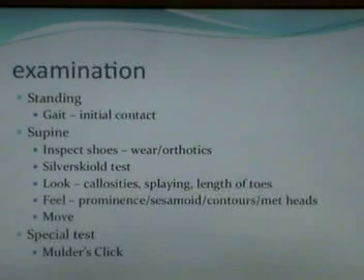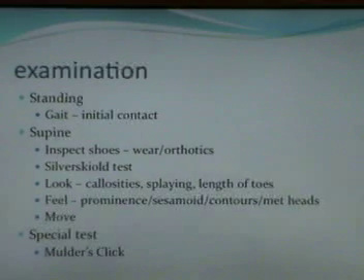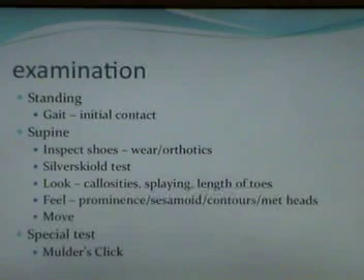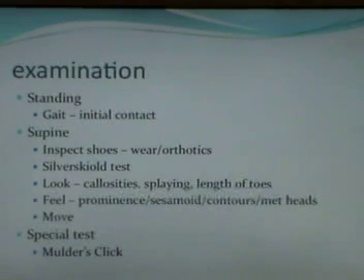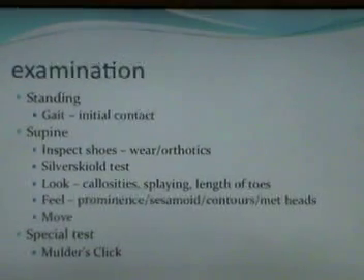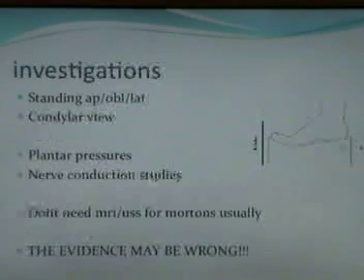Look for callosities which indicate point loading, splaying, which might indicate Morton's neuroma, and also look at the lengths of the toes, which may be abnormally long. Feel for the prominence of metatarsal heads, feel for the callosities, and look for point tenderness, especially over sesamoids. It might be worth performing a Mulder's test if you suspect a Morton's neuroma. You perform this test by putting dorsoplantar pressure on the interspace using a thumb and finger, and then compressing the whole foot from medial to lateral, which can cause exacerbation of pain.